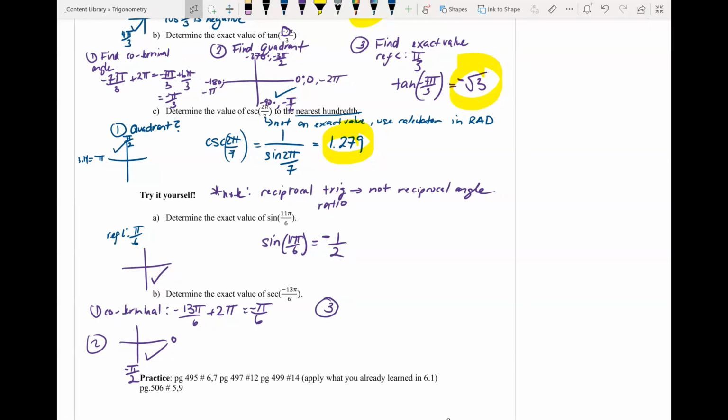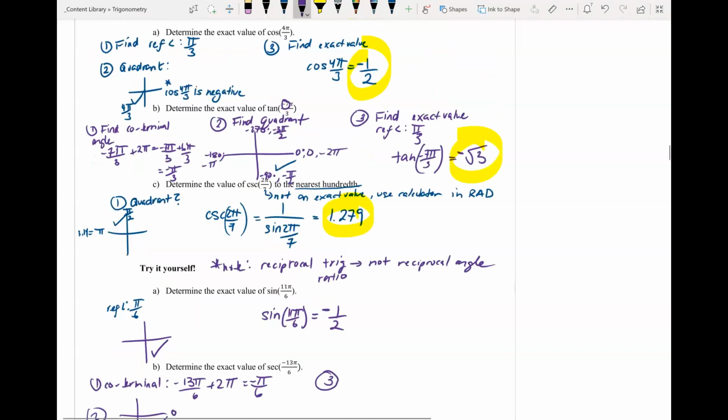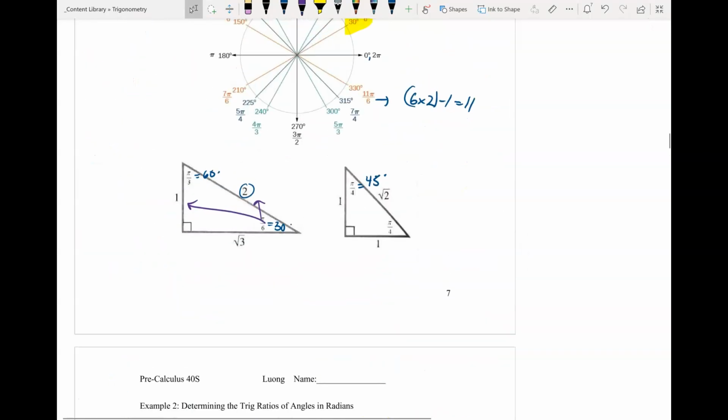Then we're going to find the exact value now. But we can use secant. That's fine as long as we use our triangle. So we're going to refer back to our triangle for pi over 6. So here's pi over 6. For secant, it is hypotenuse over adjacent. So that's 2 over root 3.